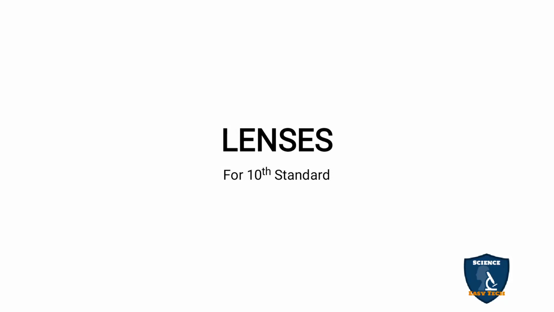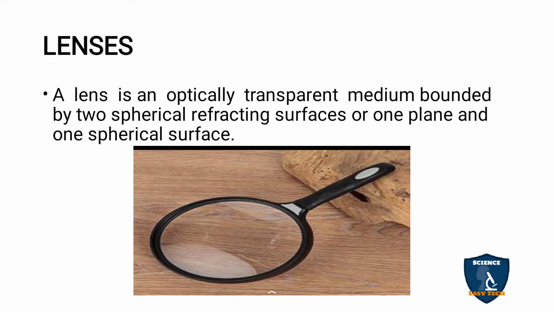Today we're going to see about lenses. A lens is an optical transparent medium, which can be seen through. When I keep an object before the lens, you can see the object on that side. That is called the refracting property, so the light can pass through the lens.